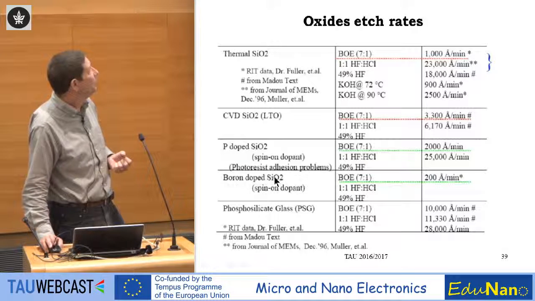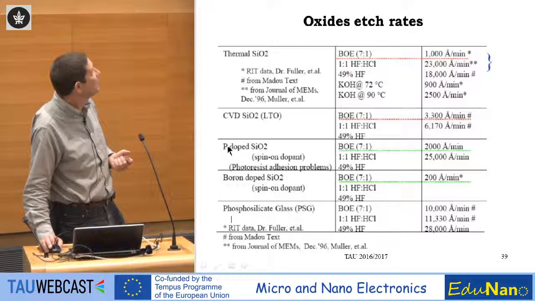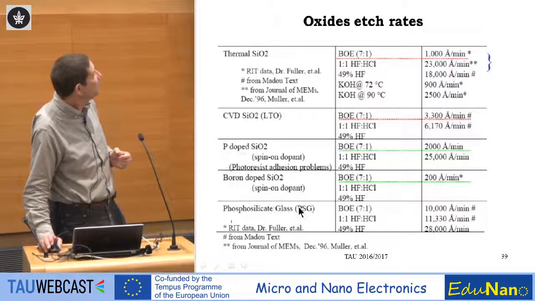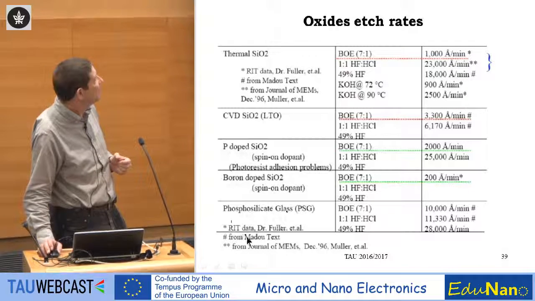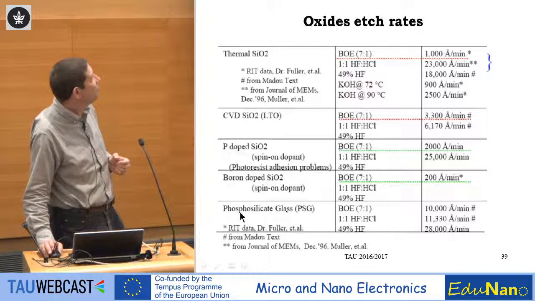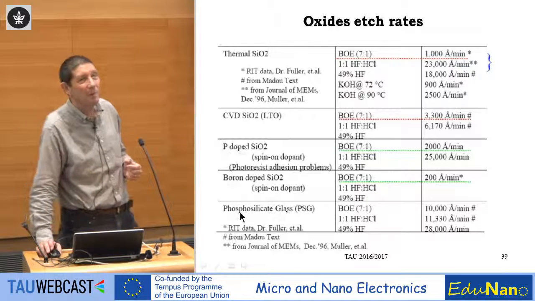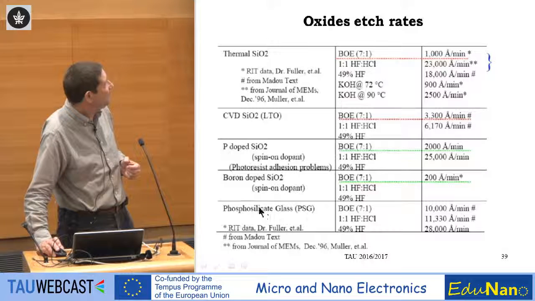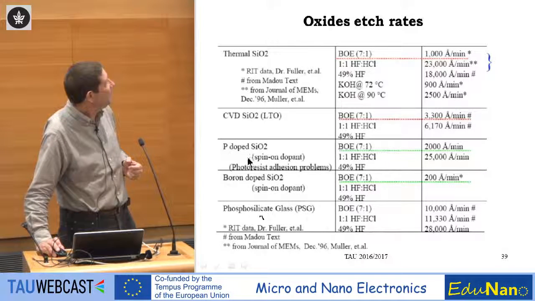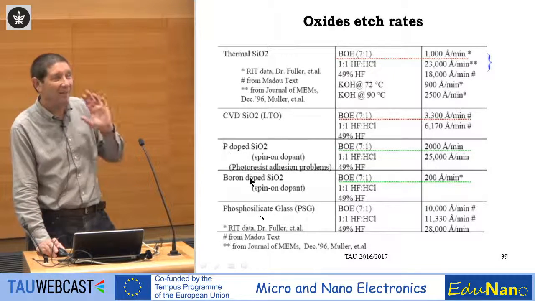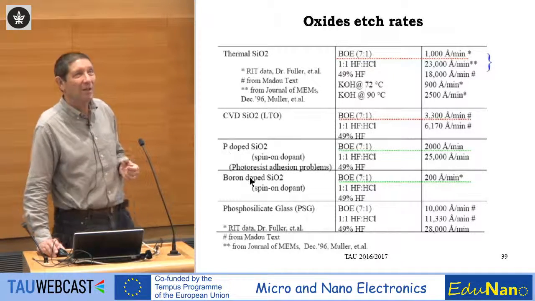This is boron doped SiO2. Sorry, this is the PSG, phosphosilicate glass. And by the way, this is boron doped SiO2. You can also have boron doped glass, which is called BSG. And I didn't put it in this table, but you can also mix the PSG with boron doped. This is called BPSG. And many companies use this.